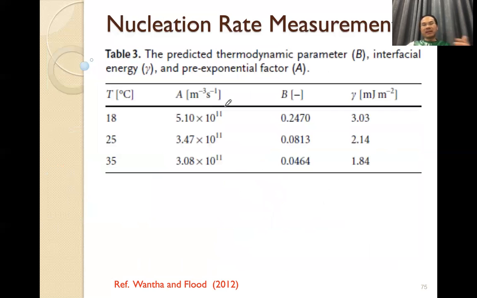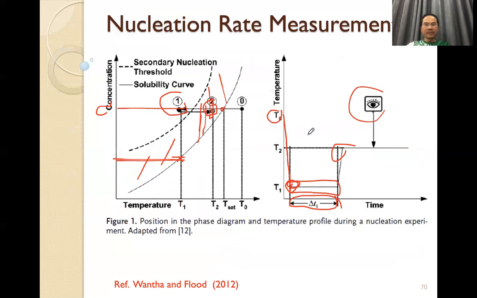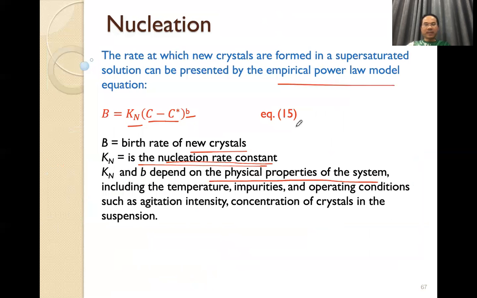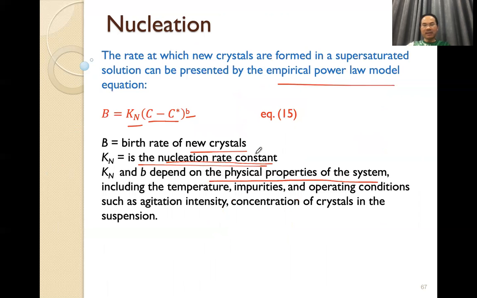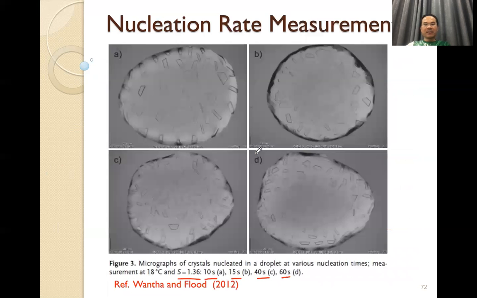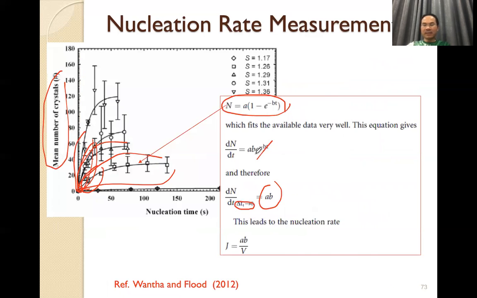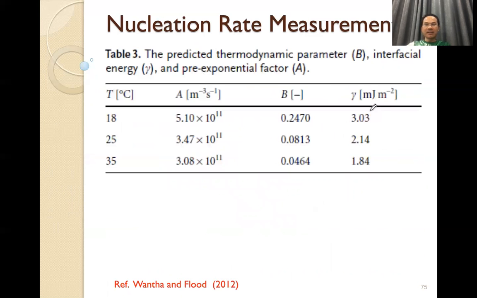And also for this, you can estimate, right? For primary nucleation, you can plot log J divided by supersaturation against 1 over log squared S, and then you get the intercept at log A, and the slope is minus B. So you can calculate A and B. B is also used to calculate the interfacial energy. Yes, you can calculate the interfacial energy for that case.